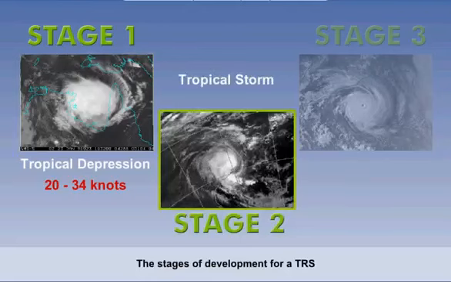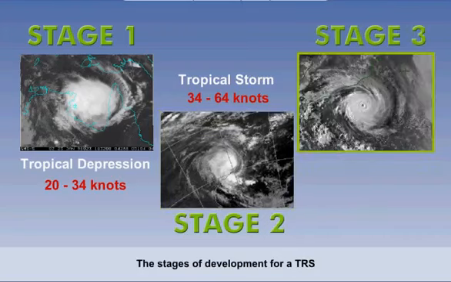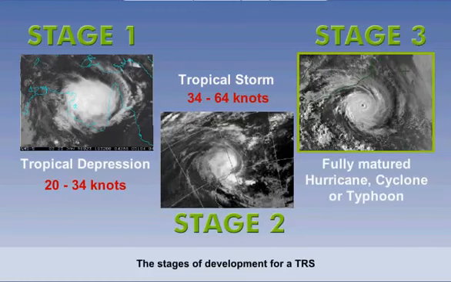Stage 2 is the tropical storm and starts when the system becomes more organized with surface winds of 34 to 64 knots. The storm will now be given a name. These names follow in alphabetical order, alternating between the male and female genders, starting at the beginning of the alphabet with each new storm season in each storm region. Stage 3 is the fully matured hurricane, cyclone or typhoon, depending on your location, and has surface winds in excess of 64 knots.